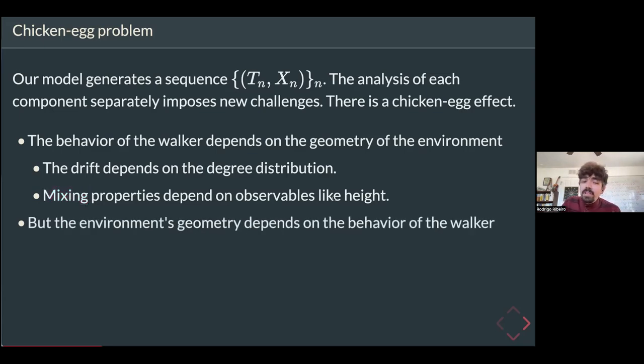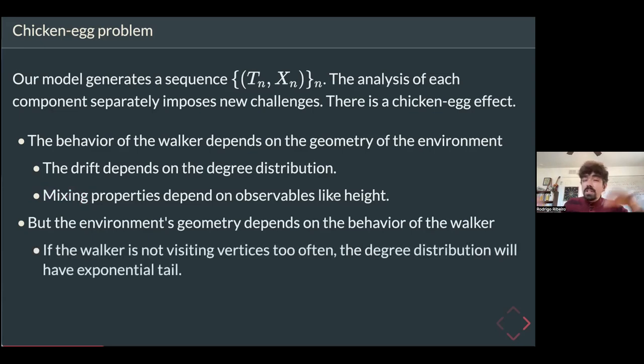But on the other hand, the environment depends on the trajectory of the walker. For instance, if the walker is not visiting vertices too often, the degree distribution probably will have an exponential tail, because the only way to increase the degree of vertices is stepping on them, then flipping a coin and adding vertices there. So if you want to understand the behavior of the walker, you need to understand some properties of its environment. But these properties of the environment depend on the trajectory of the walker itself.